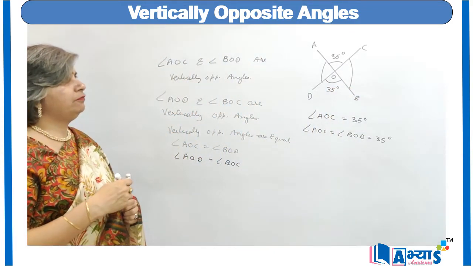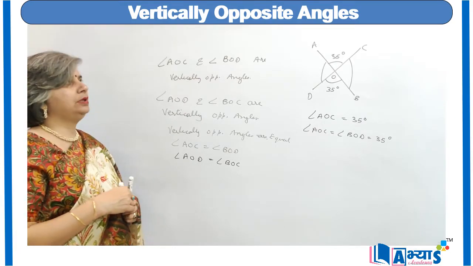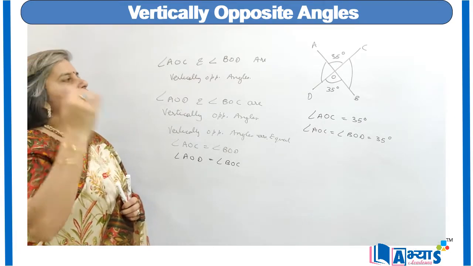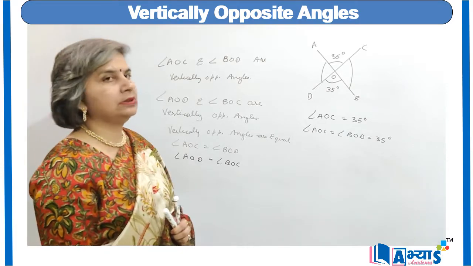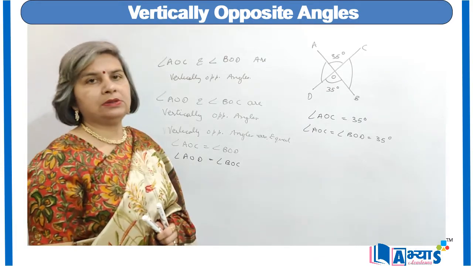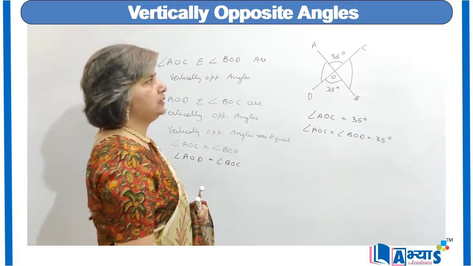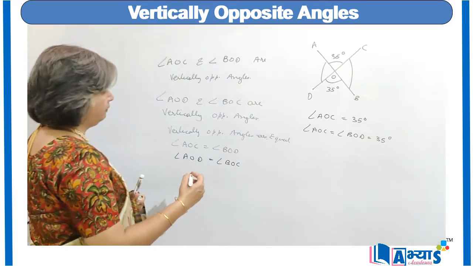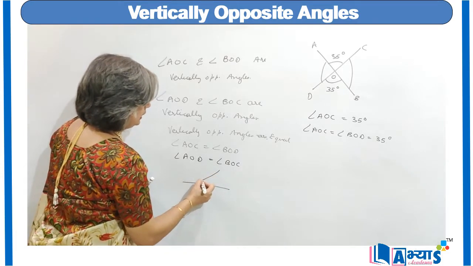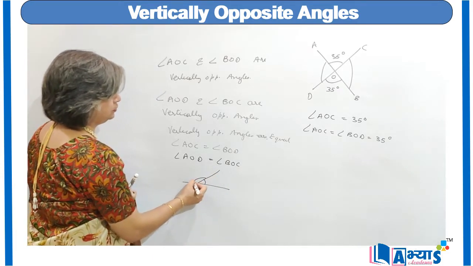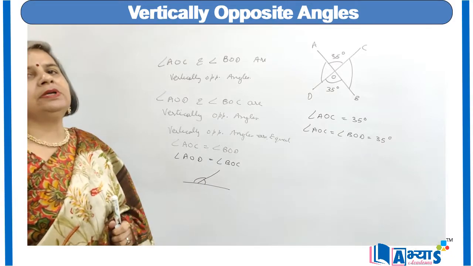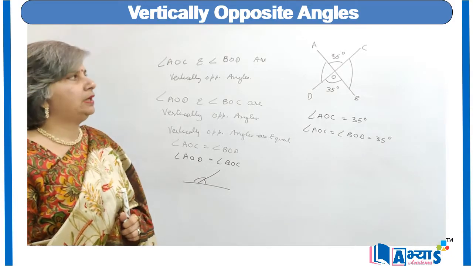But if we are supposed to find angle AOD and BOC, we will use the concept of the angles on a straight line. We know that the sum of angles on a straight line is 180 degrees, or we can say if we have a straight line and a ray falls on it, the angles so formed are linear pairs, or their sum is equal to 180 degrees.